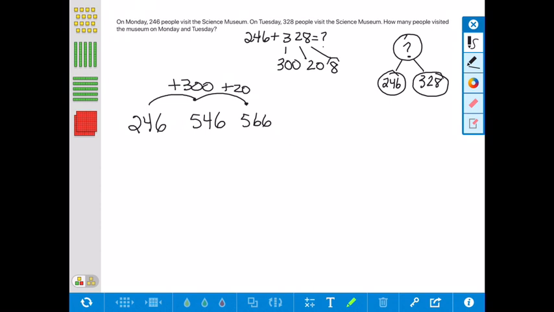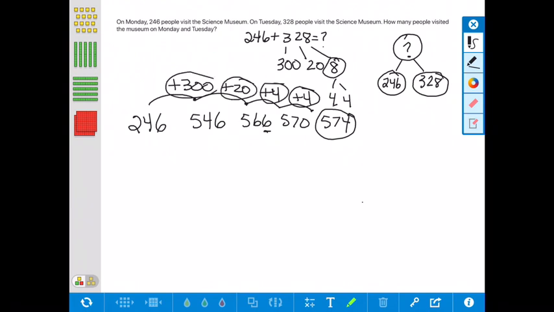If we have this 8, it's hard to add on just 8 if you don't know the fact. So what we can do is think about, what do I need to make a 10 if I already have 6? So I can split this 8 into a 4 and a 4, and I can add on 4 to get 570, and then add on 4 more to get 574. These are the parts that I added. My 328, that's Tuesday, and this is Monday, and this is my total.